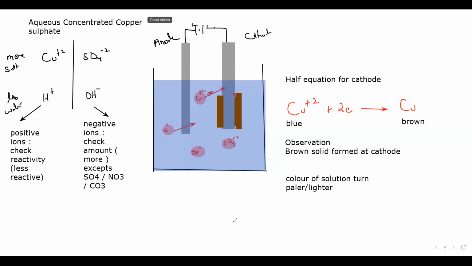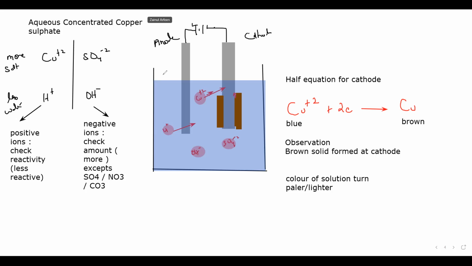Then the second part, what happened? For negative ion, we check the amount. The ion which is more in the solution will move. So which ion is more in the solution, sulfate or hydroxide? The copper ion changed to copper solid. Copper ion is blue in color, whereas copper solid is brown in color. So the amount of copper ion is decreasing, so the solution will become lighter, and a brown solid is formed at cathode.